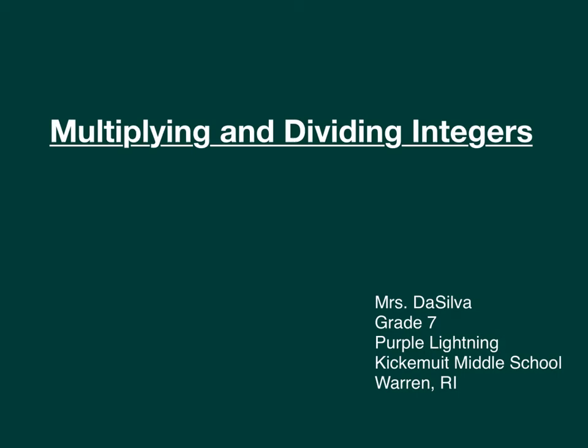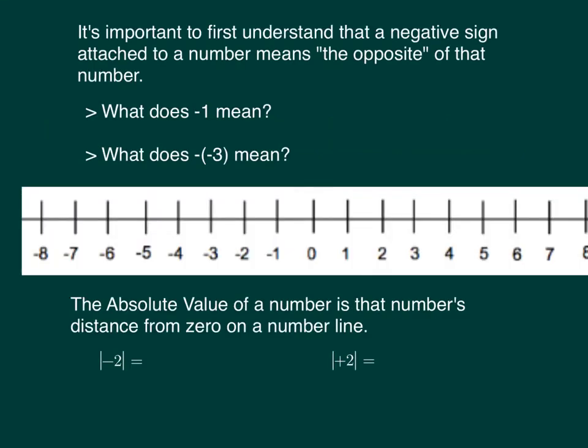So the next thing that we need to talk about is multiplying and dividing integers. The first thing it's really important that you understand is what that negative sign means. A negative sign means the opposite of whatever number you're looking at. So in other words, if we find -1 on our number line, that's one place away from 0. That's simply the opposite of +1, because +1 is also 1 unit away from 0, but in the opposite direction.